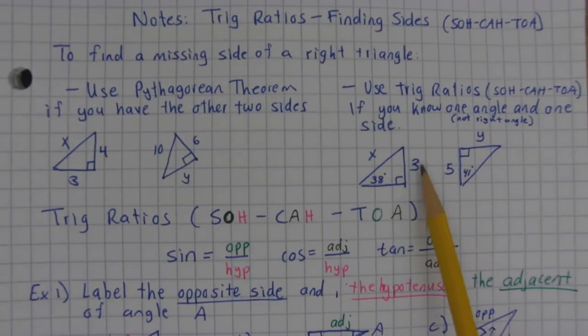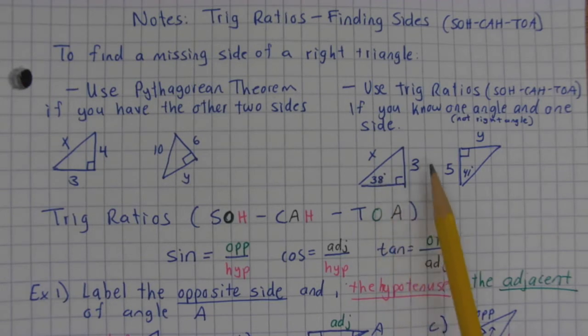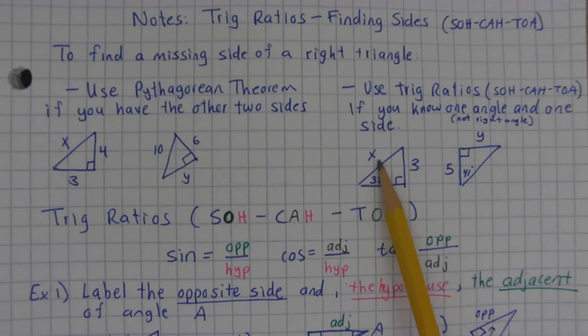All you need is one side and then an angle that's not the 90-degree angle. So if you have an angle that's not the 90-degree angle, like in this case 38, and another side, you can find the other sides as well.